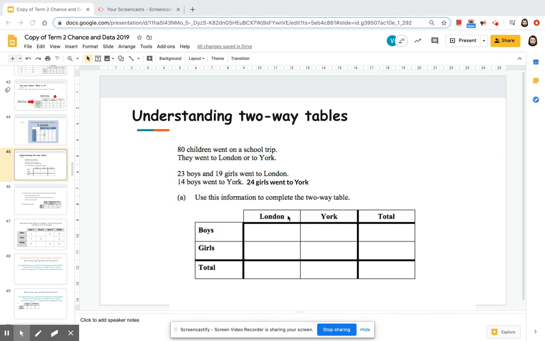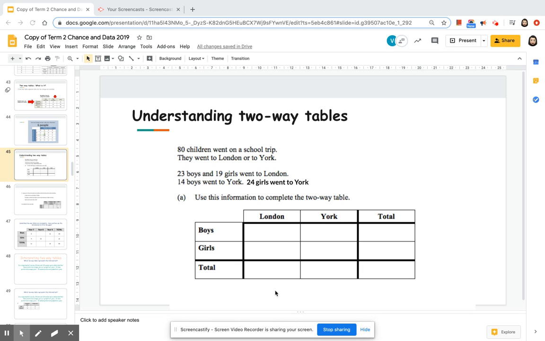So, on my two-way table here, I see there's 3 rows and 3 columns. My first row is the total number of boys that went on the trip and where they went. My second row is the total number of girls that went on this trip and where they went. And my third row is the total number.